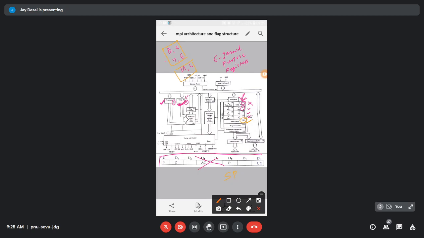Processor has to stop its main execution and give service to the interrupt. After completion of the interrupt service, what processor has to do?